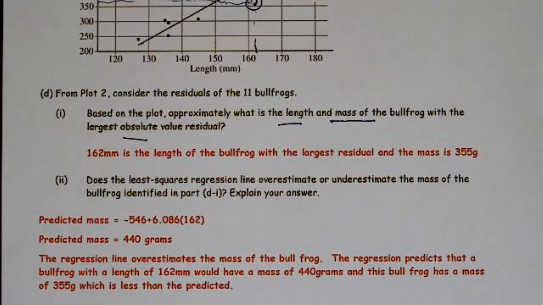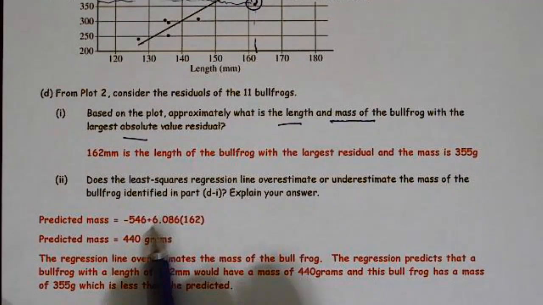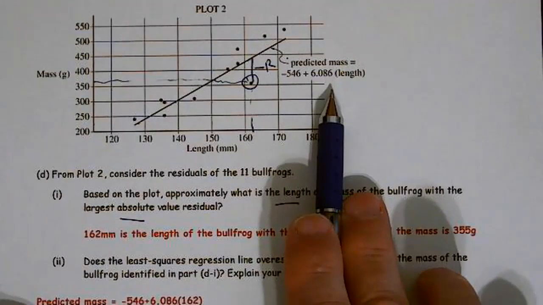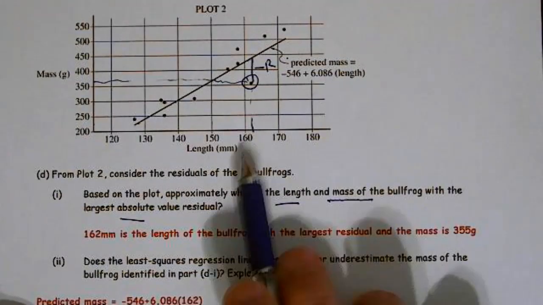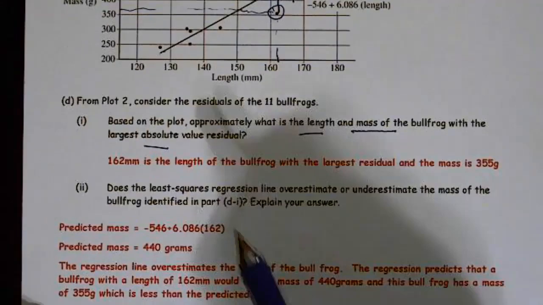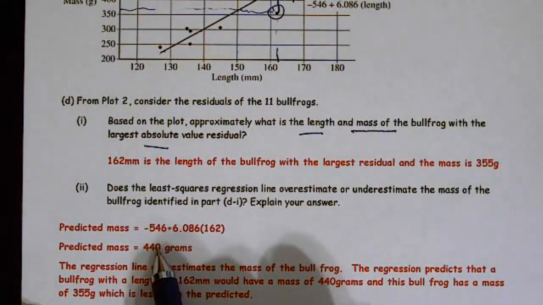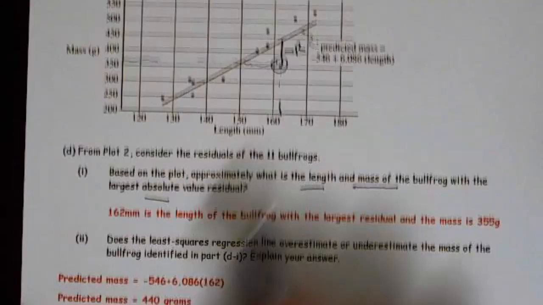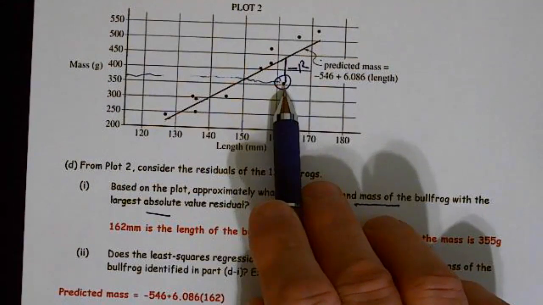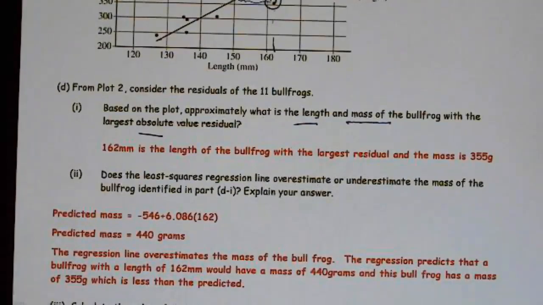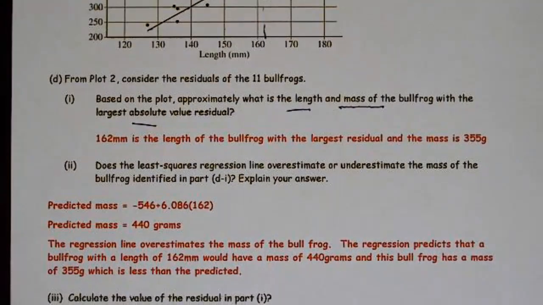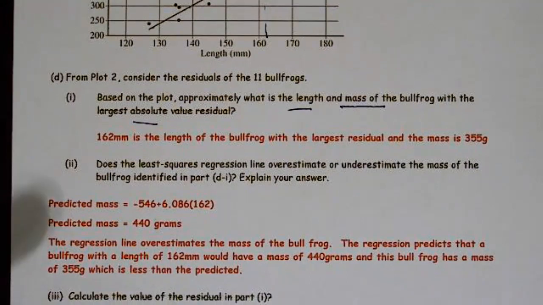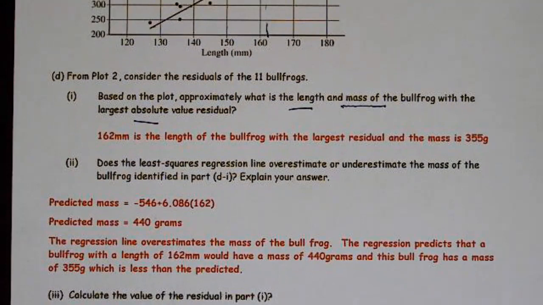The regression line predicts, and here's what I did: they gave me a regression equation, there it is, and I put in 162. I just plugged it in, and they predict it to be 440. Well, I see that it's about 355. So the regression line overestimates the mass of the bullfrog. The regression line predicts that a bullfrog with a length of 162 would have a mass of 440, and this bullfrog has a mass of 355, which is much less than predicted.